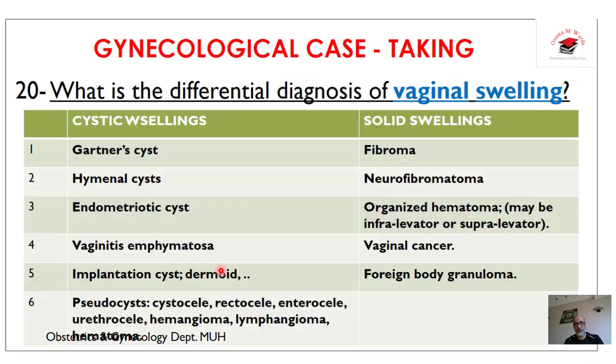What is the differential diagnosis of vulval swelling? This table will summarize that: vaginal swelling, cystic swelling and solid swelling. Cystic, as Gartner cyst, which is a vestigial remnant, hymenal cyst, endometriotic cyst, vaginitis emphysematosa, implantation cyst as dermoid, pseudocyst, cystocele, rectocele, enterocele, and so on. And solid vaginal swelling such as fibroma, neurofibroma, organized hematomas, vaginal cancer, and foreign body granuloma.